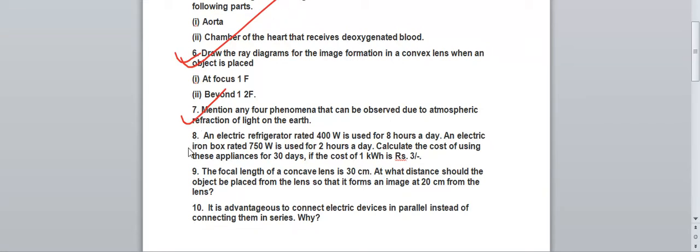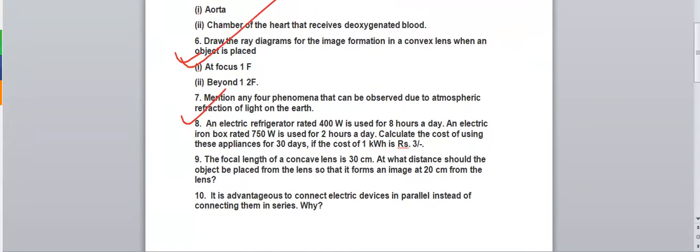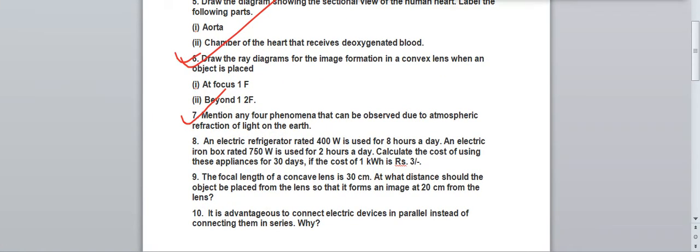Next, question number 8 is a numerical which is asked from the chapter electricity. So you have to practice this numerical also. Question number 9 is also a numerical, again from your light reflection and refraction. Then question number 10 is, it is advantageous to connect electric devices in parallel instead of connecting them in series. Why? This question is very well explained in your textbook, so you can go through that lesson and give the answer of this question.